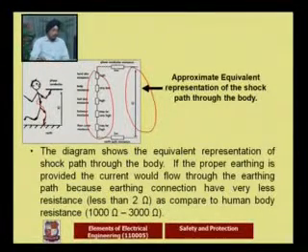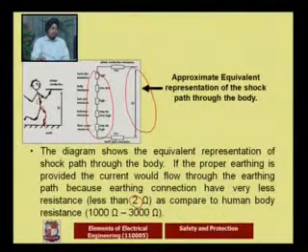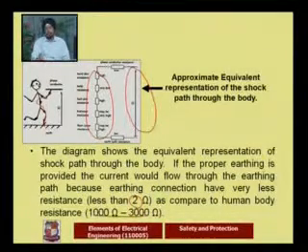Normally, the value of earth resistance for earthing that we are going to maintain is less than 2 ohm. The body resistance of a human varies from 1000 to 3000 ohm, meaning 1k to 3k, or it can go up to 6k.